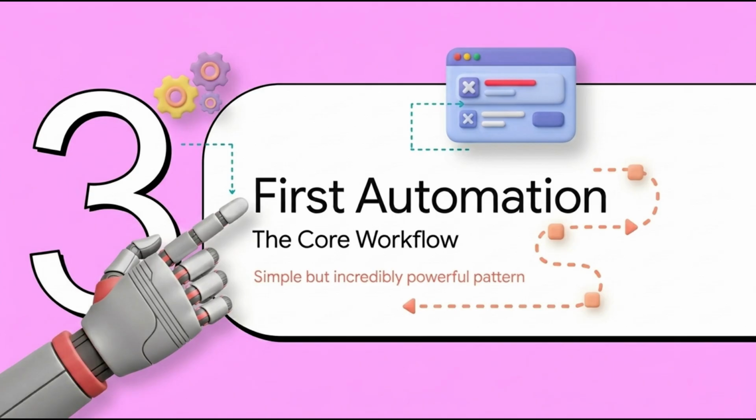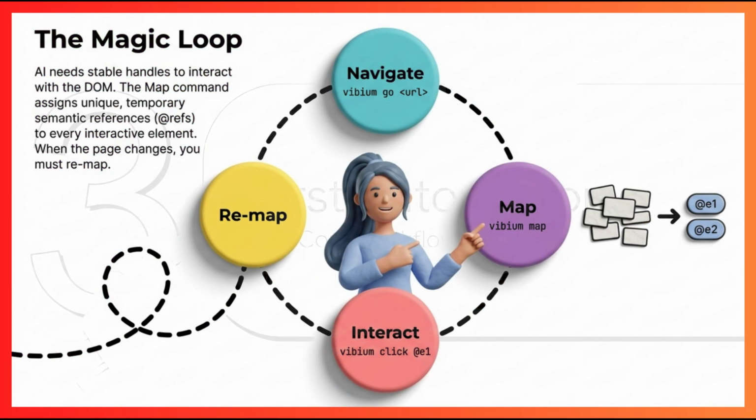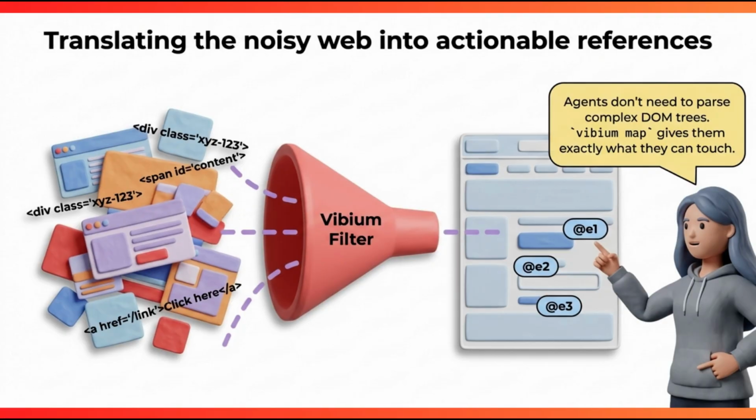Okay, setup is done. Now for the really fun part. Let's walk through the simple but incredibly powerful pattern for actually automating the browser with Vibium. The whole workflow is basically a simple 4-step dance. First, you navigate to a page. Second, you run the map command. Now this is where the magic happens.